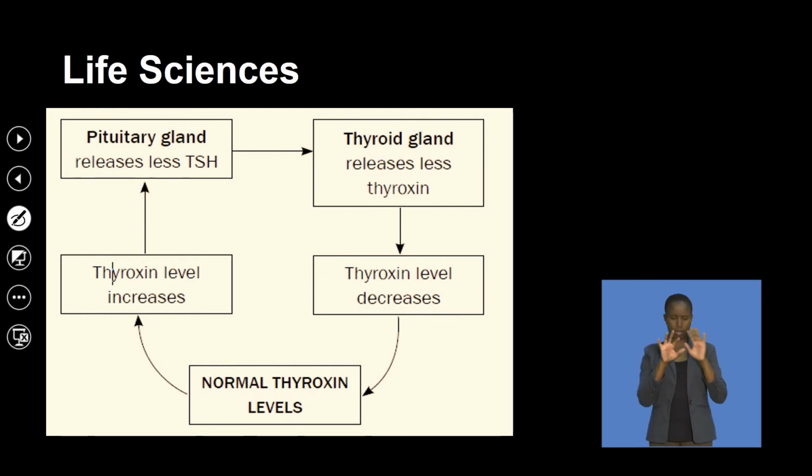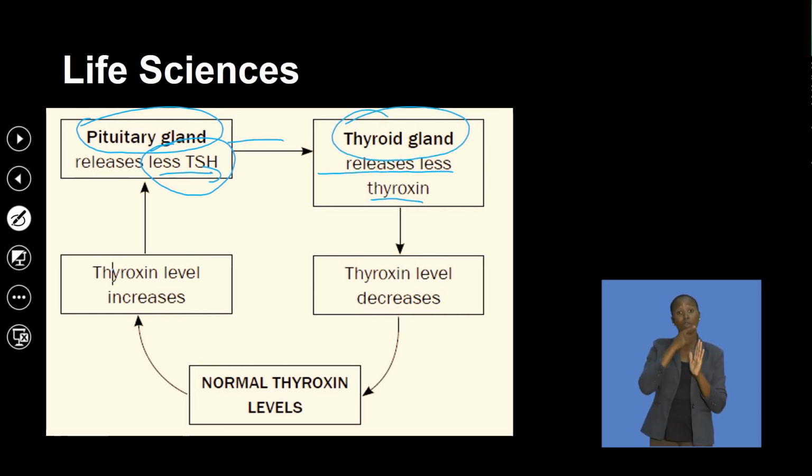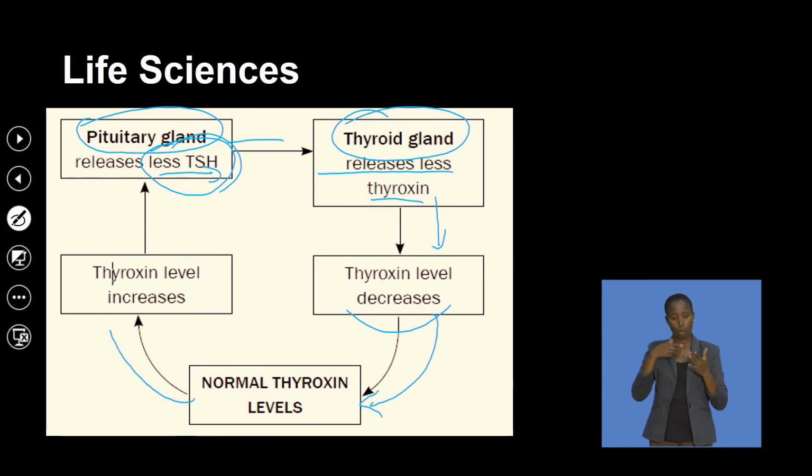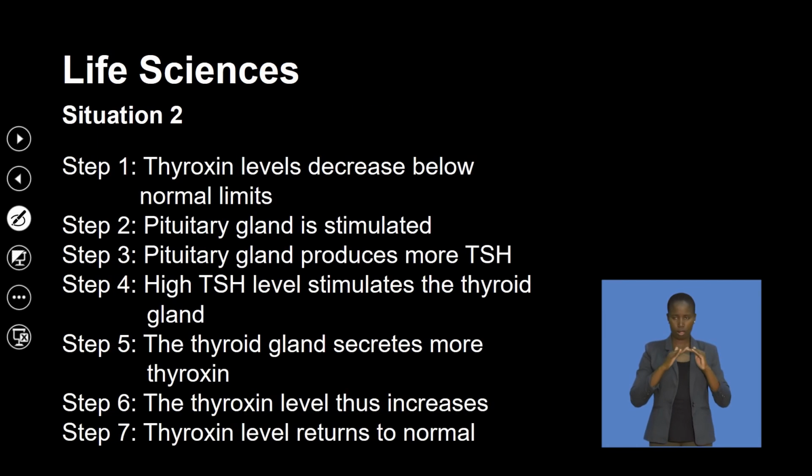As I said, you have the pituitary gland that releases TSH. When there is less TSH, it sends out less thyroxine. So the thyroid gland produces less thyroxine because there is less TSH. This would mean that the thyroxine levels tend to decrease, and that will bring the thyroxine levels back to normal. When the thyroxine levels are too low, let's look at the next slide.